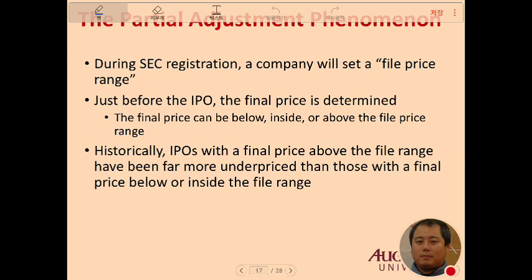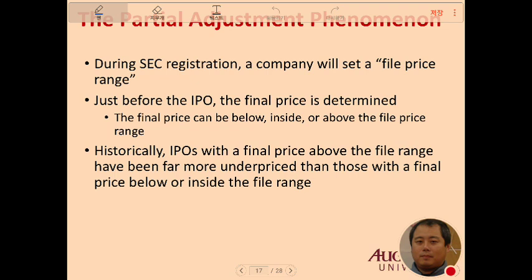There are efforts to adjust partially during the SEC registration. Basically, the company will set a file price range, and just before the IPO, the final price is determined. So in the days before the IPO, they don't know the exact price, they only know the range, and then just before the IPO, the final price is determined. And the final price may be below, inside, or above the file price range. So it doesn't have to be just within the range.